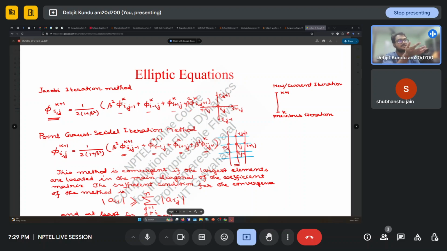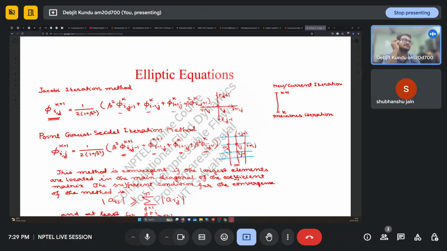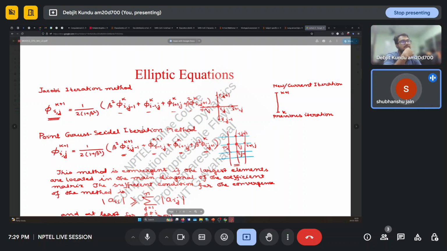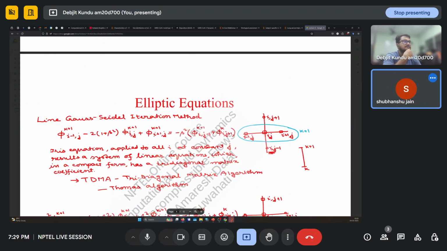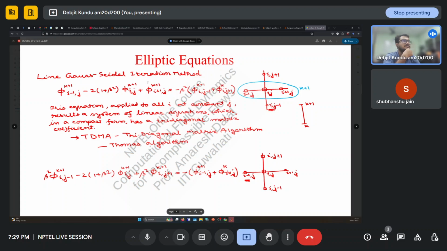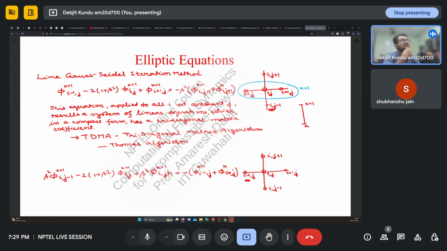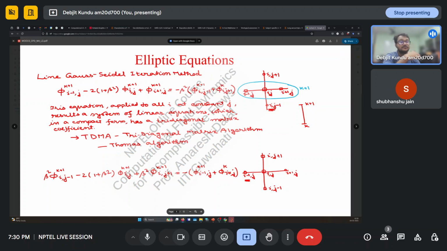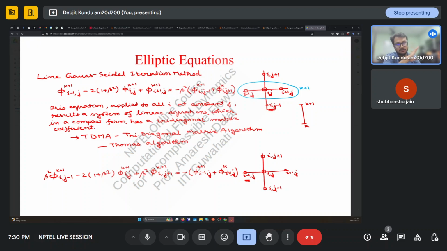See, there's a difference here itself, right? In the Jacobi method, you did not use k plus 1. You used k over here as well as k over here, because the scheme says to use all the old values, no need to take the new values. Coming to the line Gauss-Seidel iteration method, here also for the known values on the right-hand side, for j minus 1 we are using k plus 1, because j minus 1 we have already solved. That's what speeds up this algorithm. Jacobi is a slow method because of using the old values again and again.